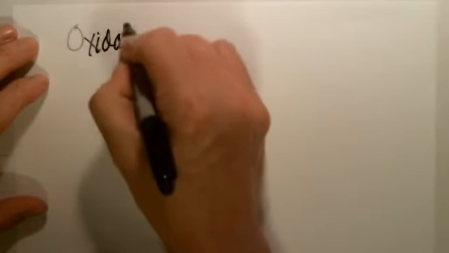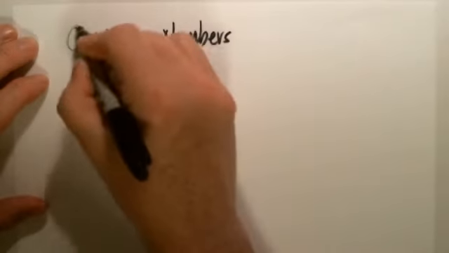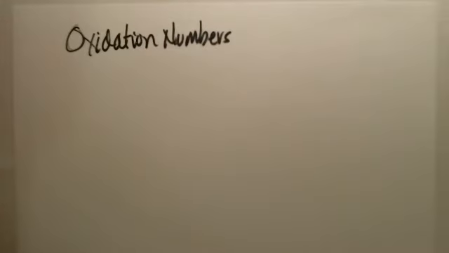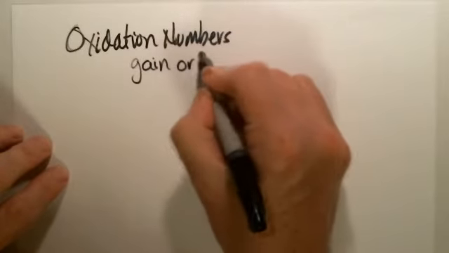So the first thing you need to worry about is that oxidation numbers, or oxidation states, is the tendency to gain or lose electrons. It's the tendency to gain or lose electrons.